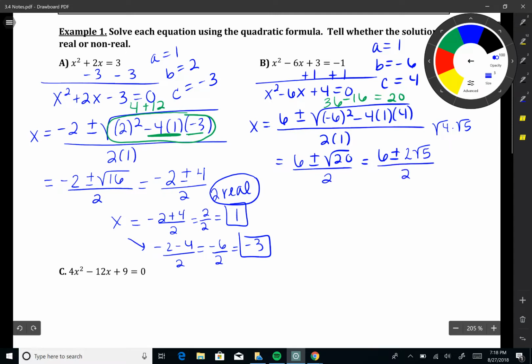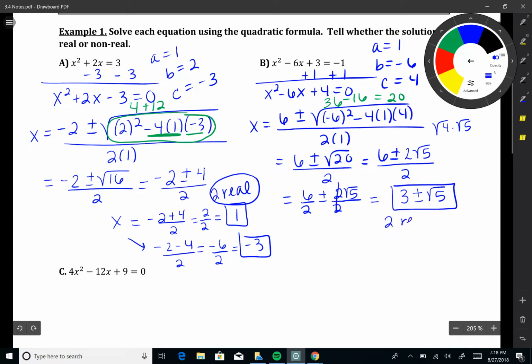Now that's what I was talking about at the beginning of the video when I said you could split this into two fractions, because 6 is divisible by 2 as well as 2, right? So instead of leaving that as a fraction, I'm going to write this as 3 plus or minus rad 5. Okay, because those 2's cancel and 6 divided by 2 is 3.